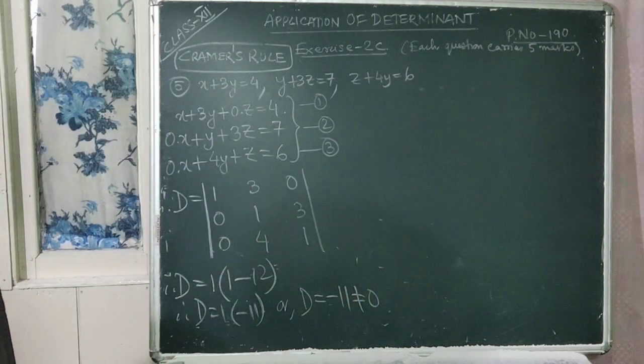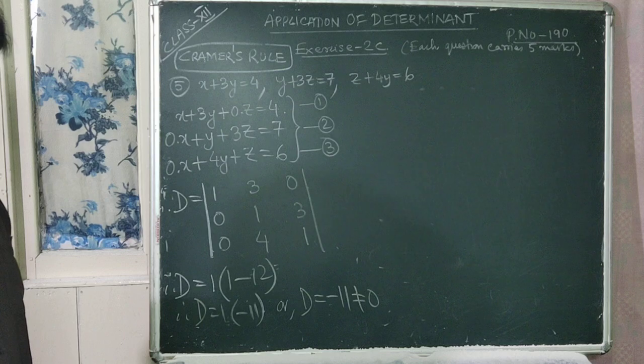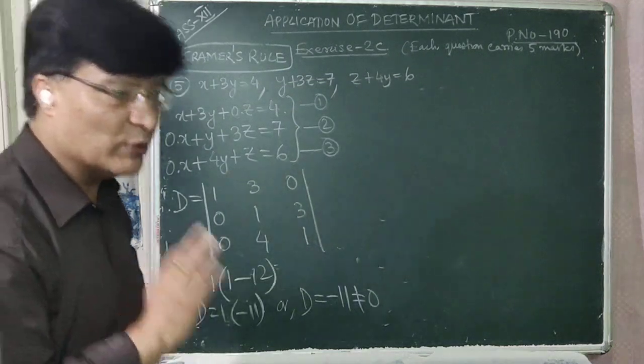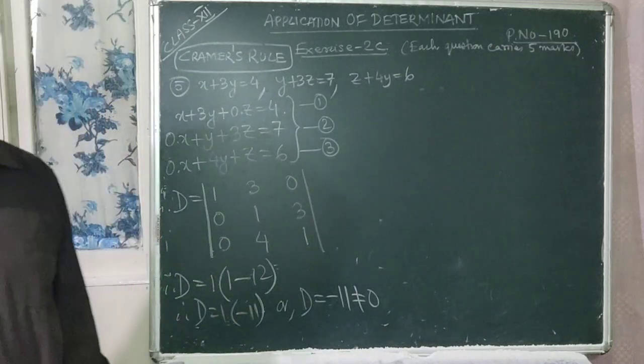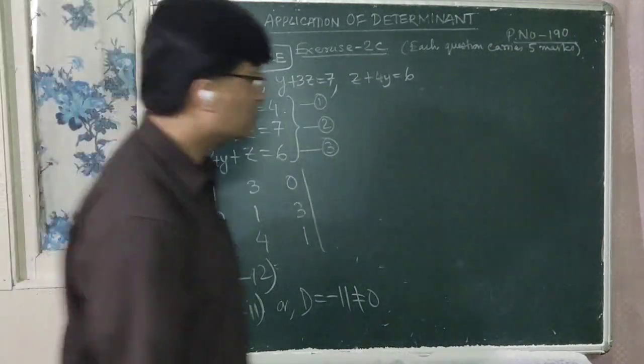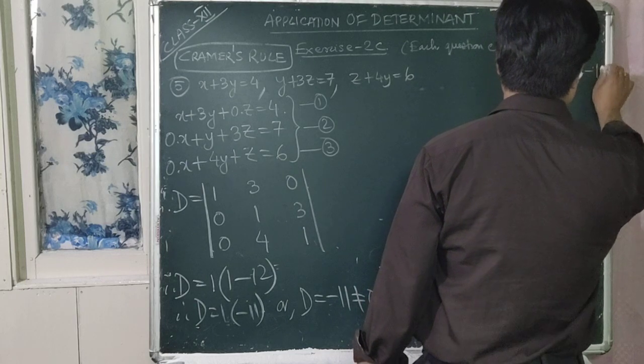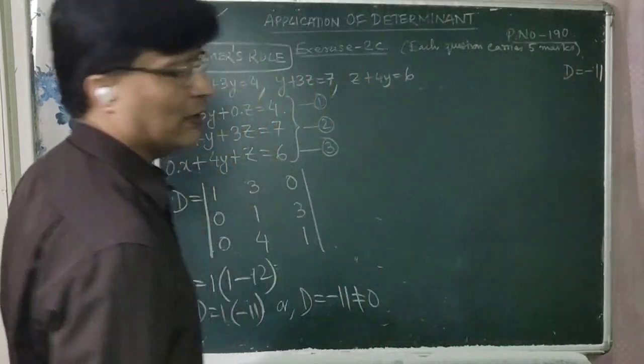That means you can get the values of x, y and z. That is, you will get unique values of x, y and z. Okay. So D is equal to minus 11. Let us write it here. So D is equal to minus 11.